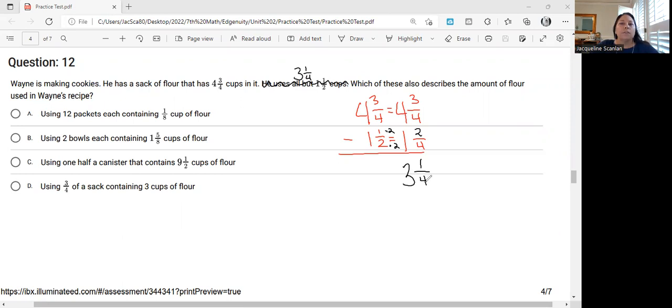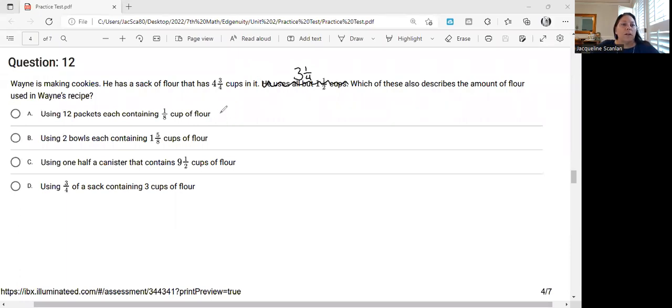All right, so now that I've got that information, I'm going to look at all of my answer choices and see which one of them gives me 3 1/4 cups. This one says, which of these also describes the amount of flour used? So he used 3 1/4. So I'm going to try and figure out which other one of these choices gives me 3 1/4.